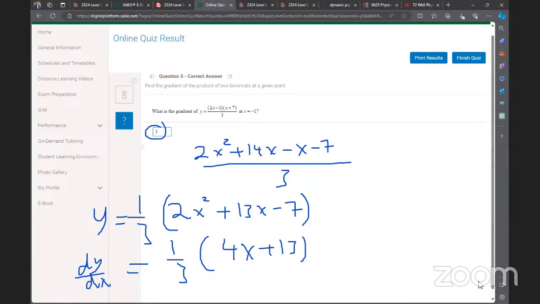But why didn't any one of you tell me I forgot to differentiate? You know that to get the gradient, you have to differentiate and then substitute. It's okay. So 4 times negative 1 will be negative 4. Negative 4 plus 13 will be 9. 9 over 3, yes, will be 3.